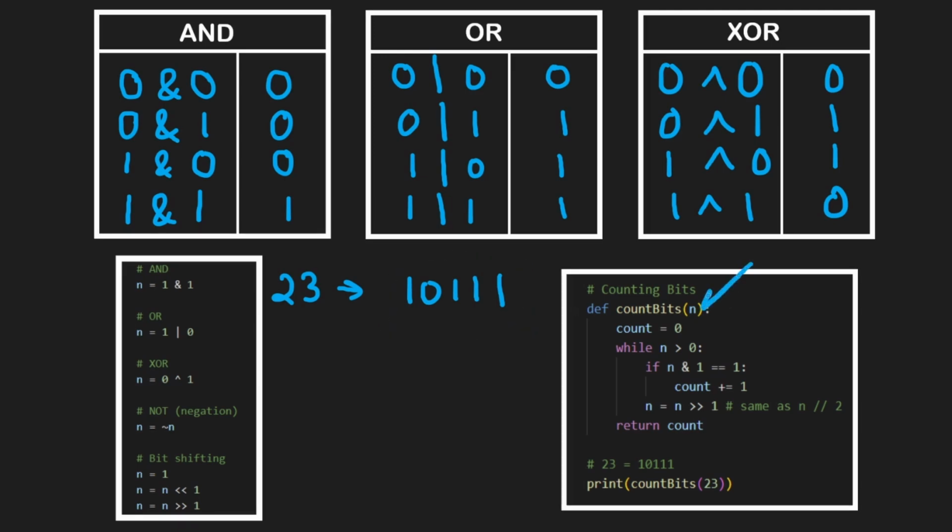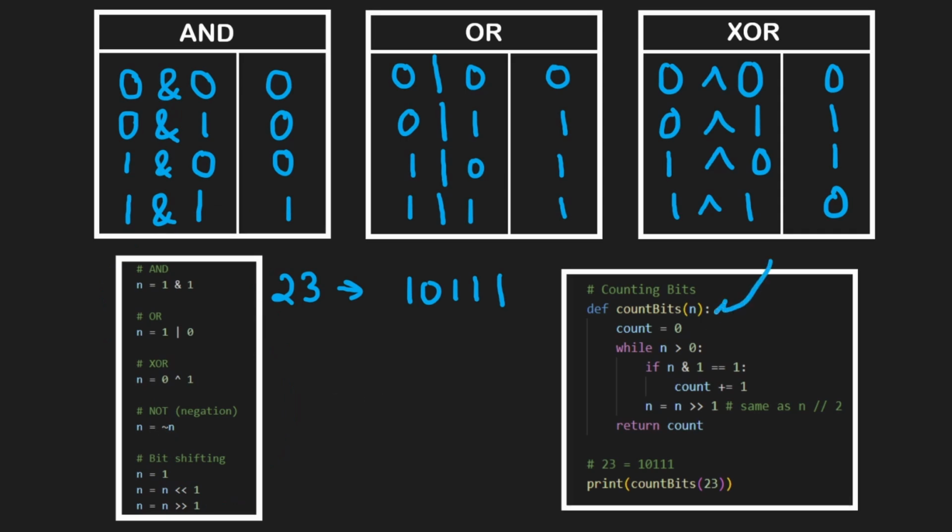So n in this case is the parameter. It's going to be 23. But we know every base 10 integer has some binary representation. In this case, this is what it looks like. We want to count how many 1 bits it has. In this case, it has 4. But how can we count them algorithmically? Well, it's not too complicated. We just need some of these operations that we already talked about.